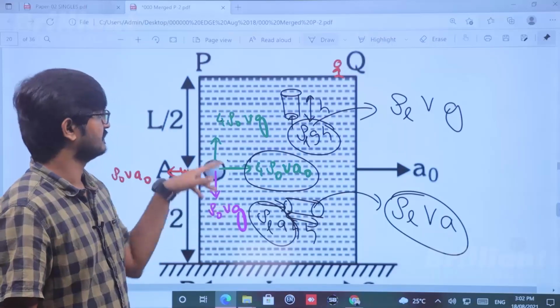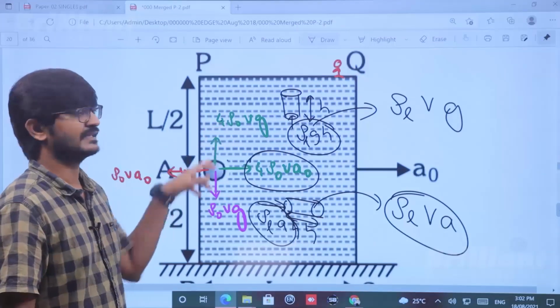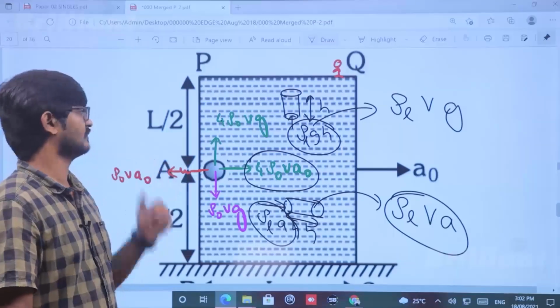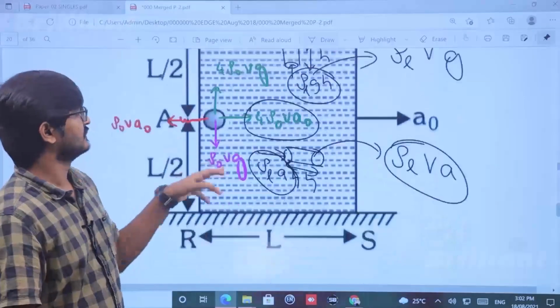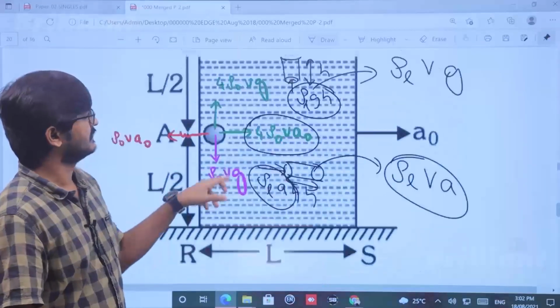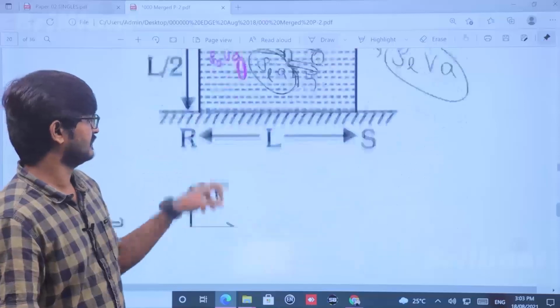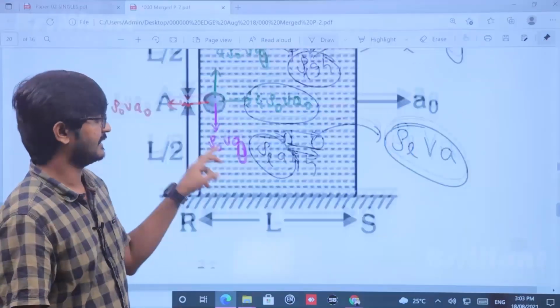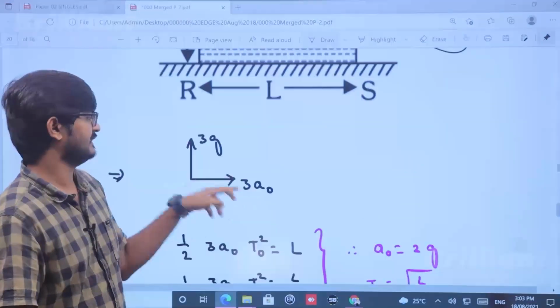So these are the forces acting on the sphere when I am observing from the container frame. This is weight, this is buoyancy because of the pressure difference in the vertical direction, this is buoyancy because of the pressure difference in the horizontal direction, this is pseudo force. So what will be the net force? Net force will be 4 minus 1, 3g. Okay, I found the net acceleration. Net acceleration will turn out to be 3a naught, 3g and 3a naught.